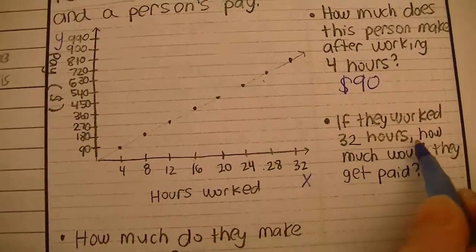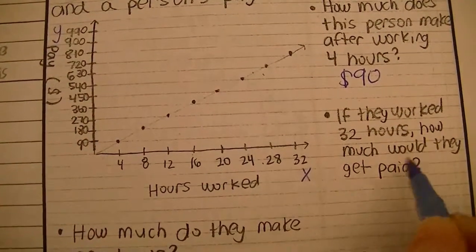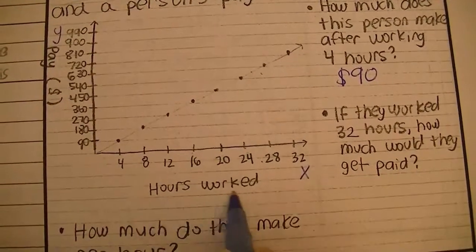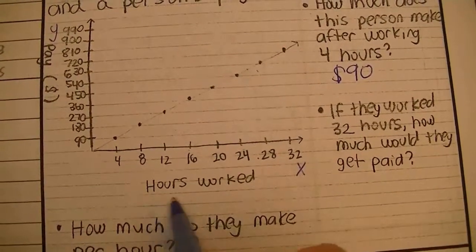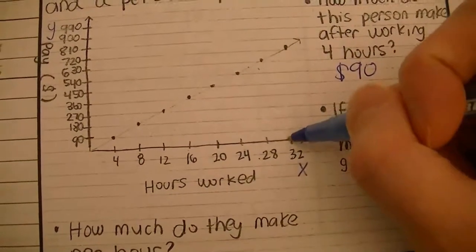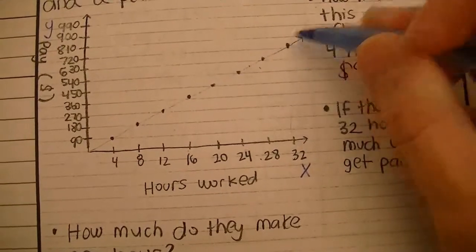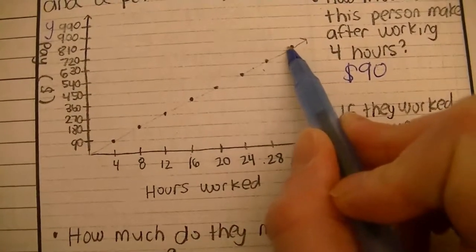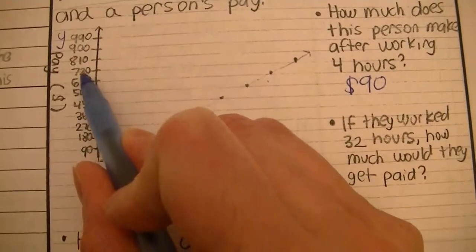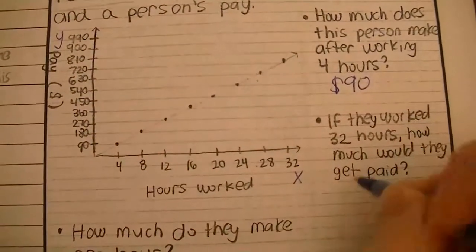If they worked for 32 hours, how much would they get paid? So it says right here there's 32 hours. So I'm going to again look at the x-axis, the independent variable, 32 hours, and go up to the line and see what the corresponding y value, the dependent variable, says. So your pay would be $720.